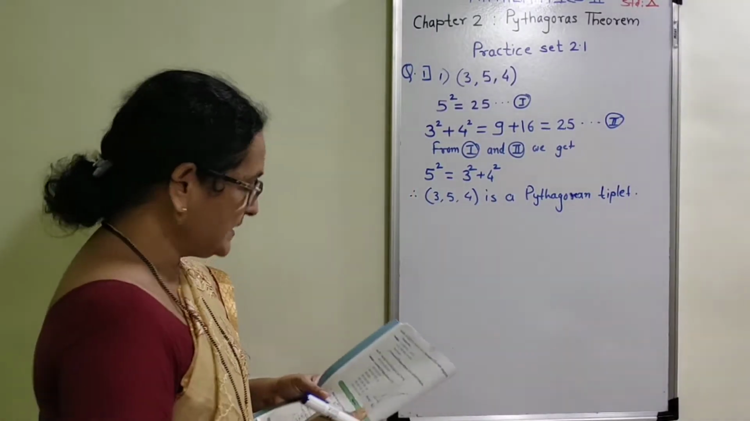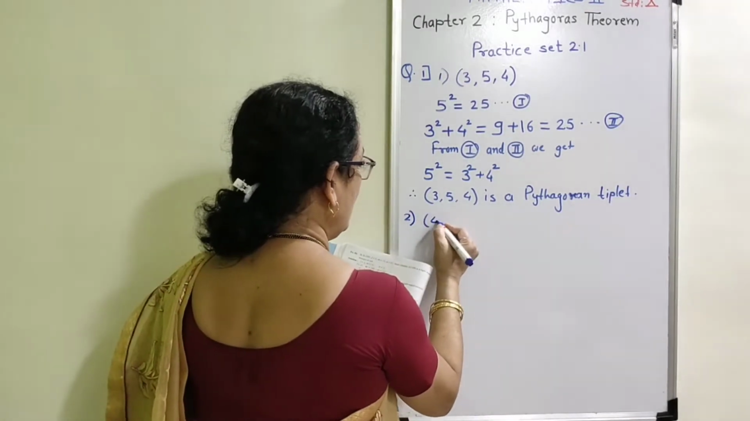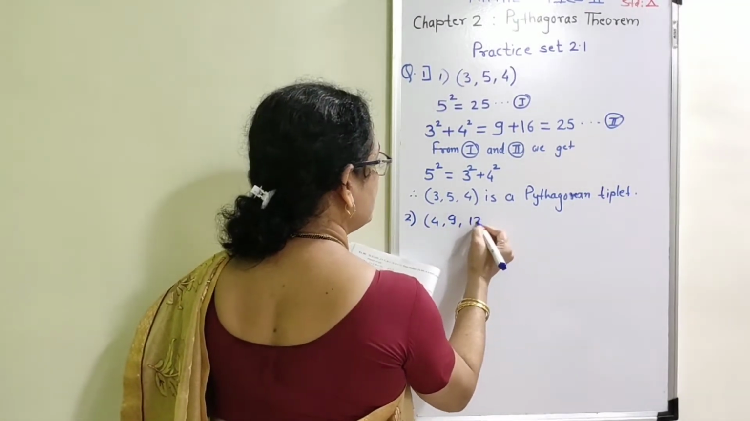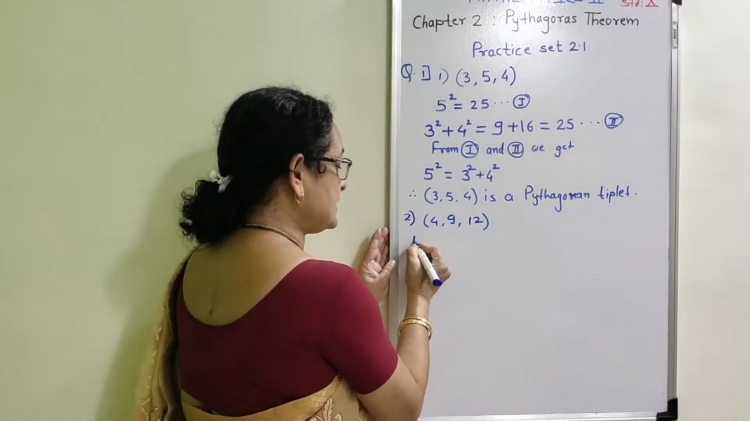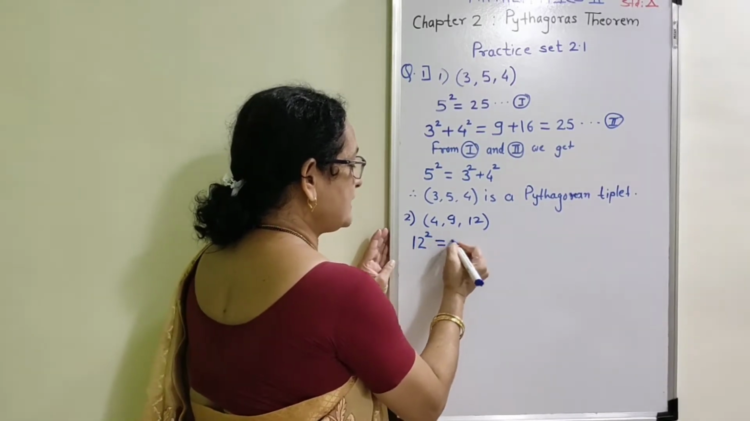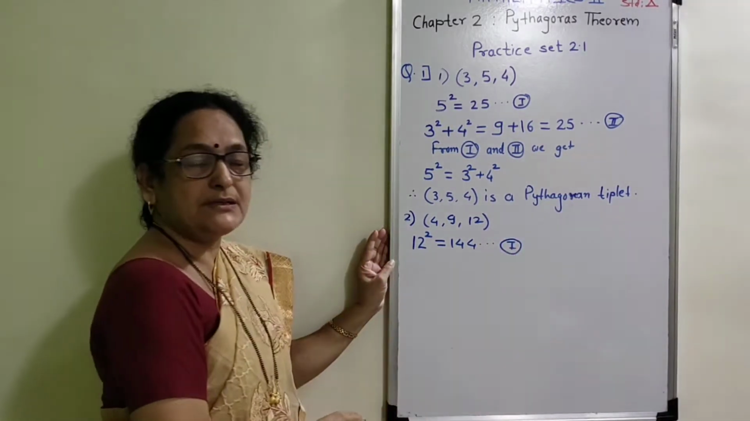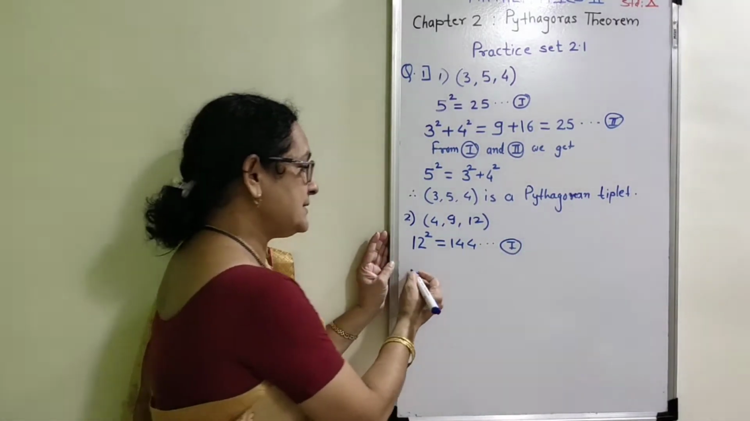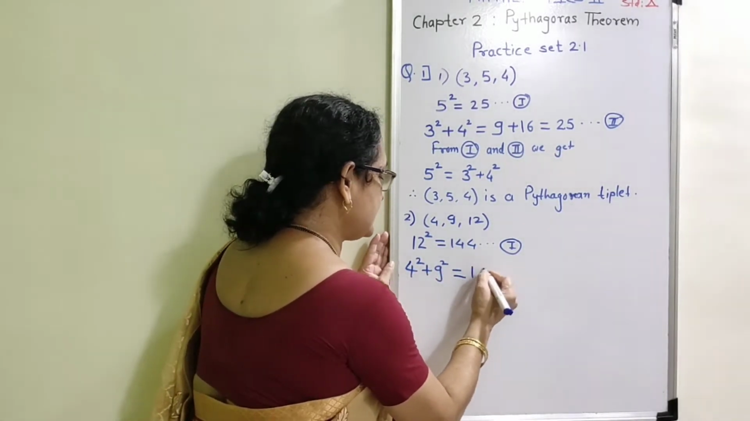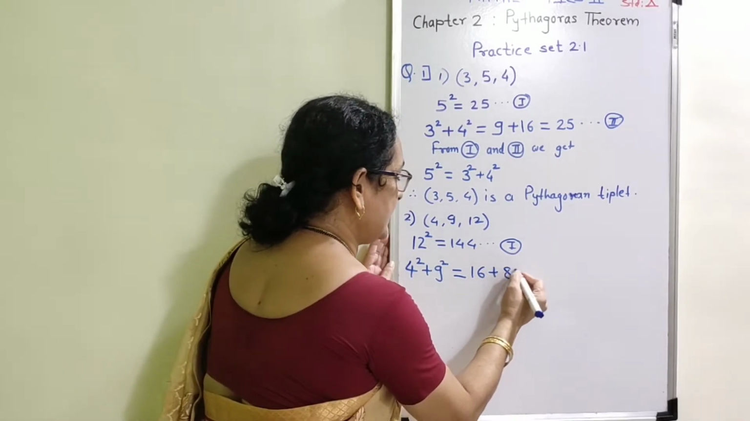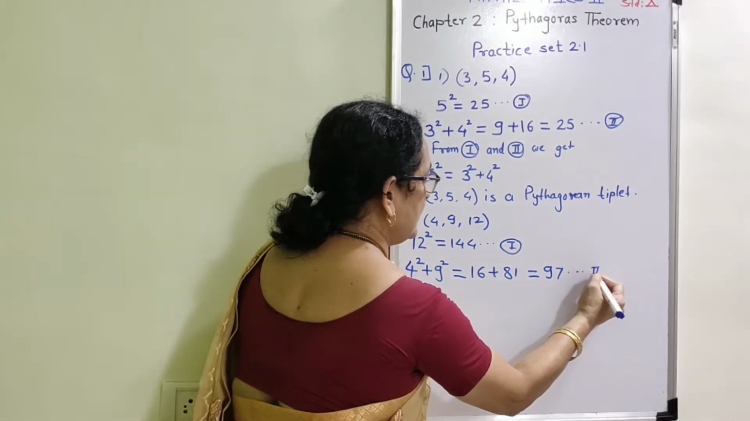Now we will take the second triplet. The second triplet is given as 4, 9 and 12. Now here also we are doing the same thing. The largest number is 12. 12 square is equal to 144. This is my statement number 1. The sum of squares of the remaining two numbers, that is 4 square plus 9 square. 4 square is 16 and 9 square is 81. The addition is 97. This is my statement number 2.